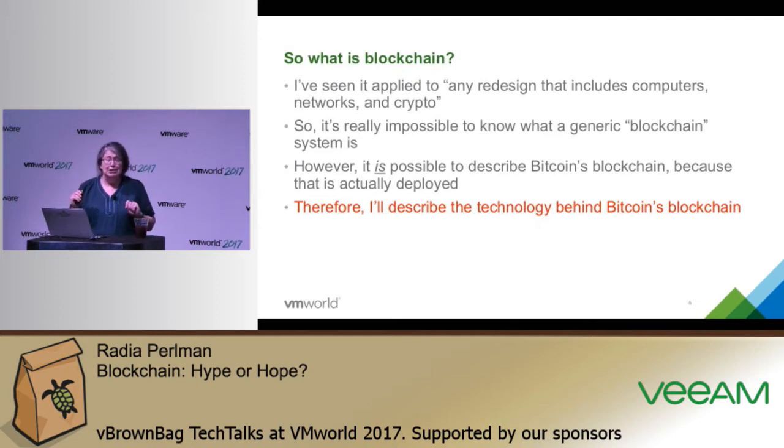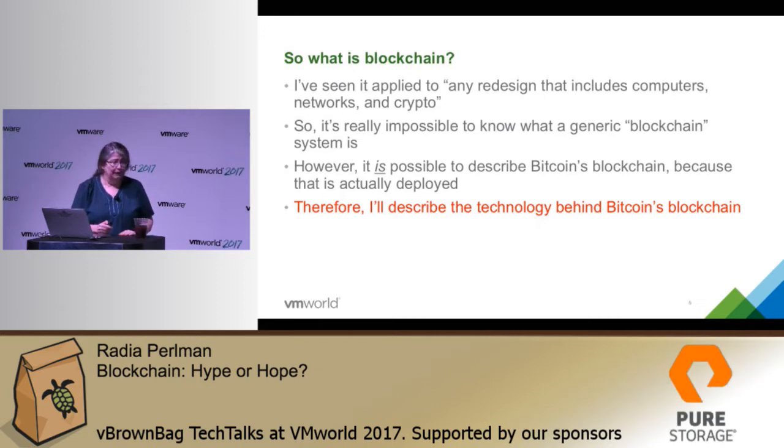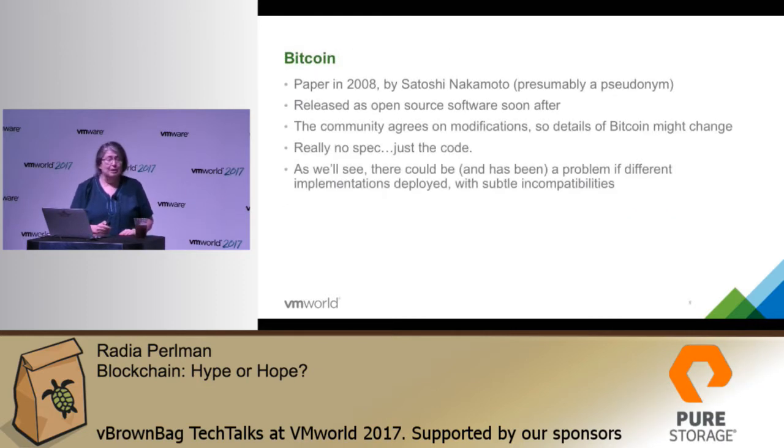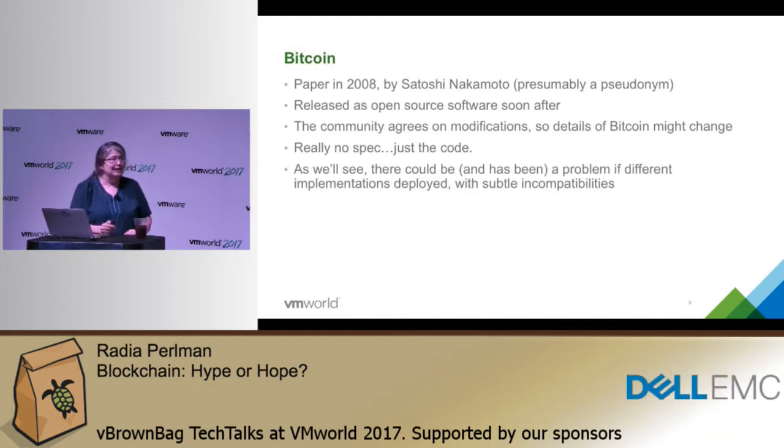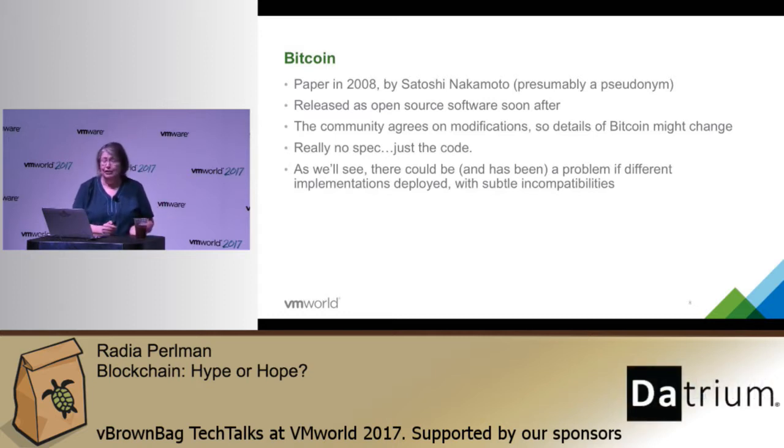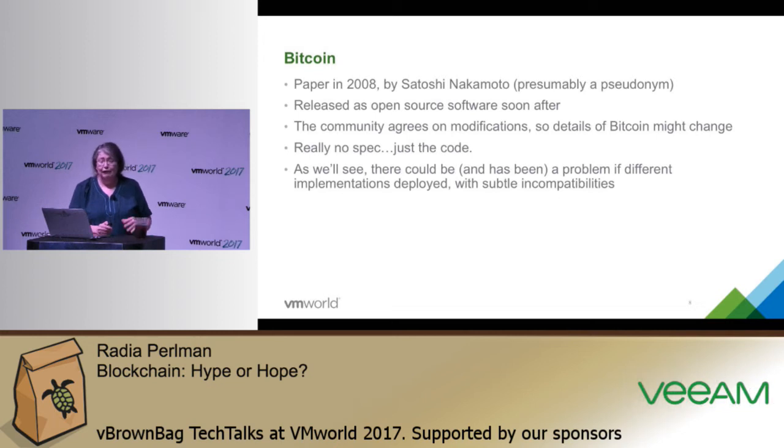So it's really impossible to know what a generic blockchain technology is, but it is possible to describe the technology behind Bitcoin, because that's well defined, and that's what I'm going to be focused on. Bitcoin was a paper in 2008 written by presumably a pseudonym, and it was released as open source software soon after. The open source community agrees on modifications, so the details might change. There's really no spec. It's just the code.